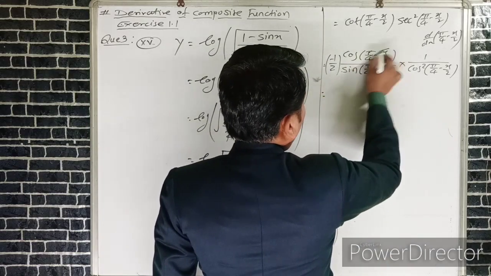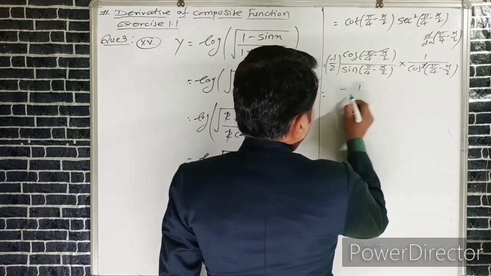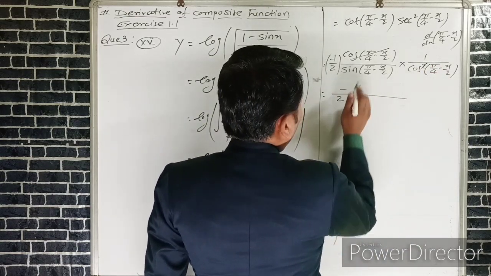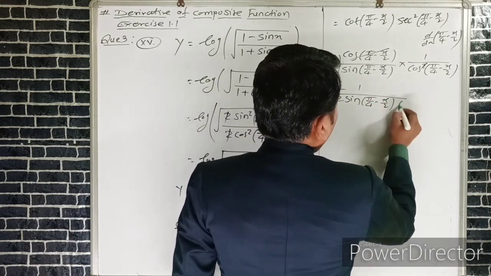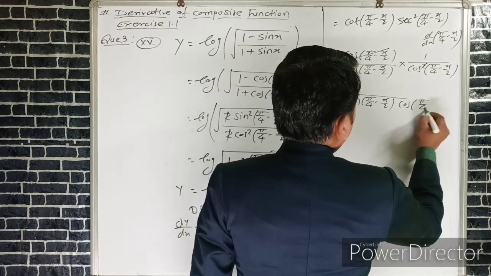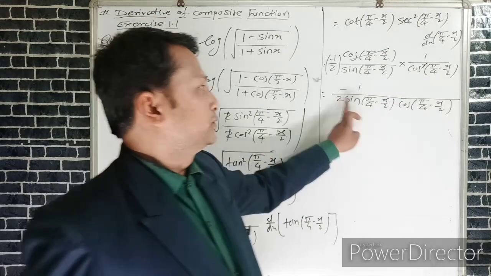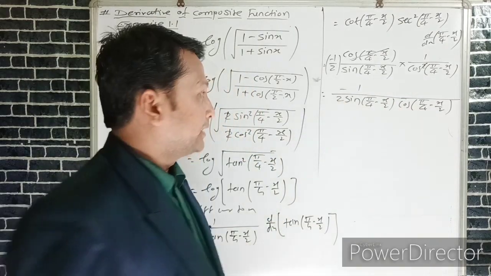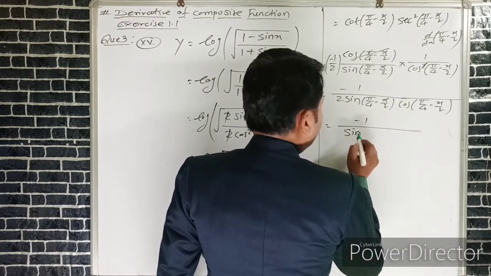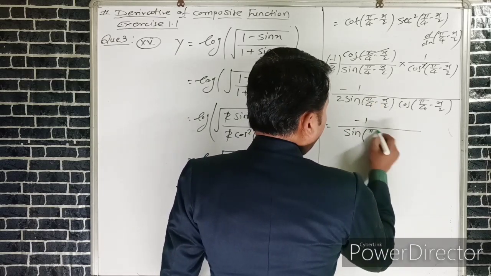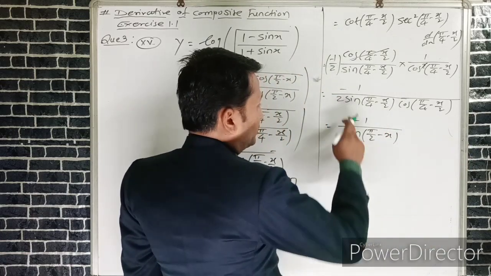Now cos of pi by 4 minus x by 2 squared is cancelled, then we can write minus 1 upon 2 sin of pi by 4 minus x by 2 into cos of pi by 4 minus x by 2. Again we know that 2 sin theta into cos theta is sin 2 theta. Hence we can write minus 1 upon sin, double of pi by 4 is pi by 2 and double of x by 2 is x. And we know that 1 upon sin is cosec.